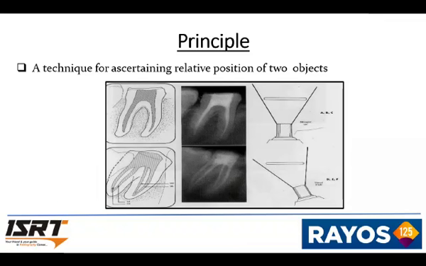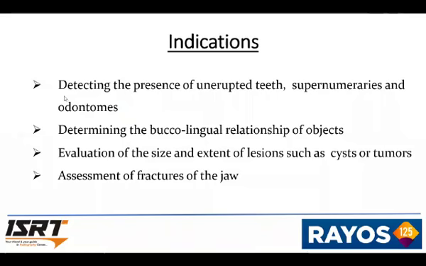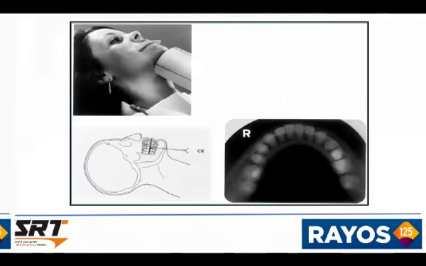Then the third one is called the occlusal radiograph. The indications of occlusal radiograph are detecting the presence of unerupted teeth, supernumeraries, and odontomes, determining the buccolingual relation of objects, evaluation of the size and extent of lesions such as cysts and tumors, and assessment of fractures of the jaws. These can be well seen in this type of occlusal view.